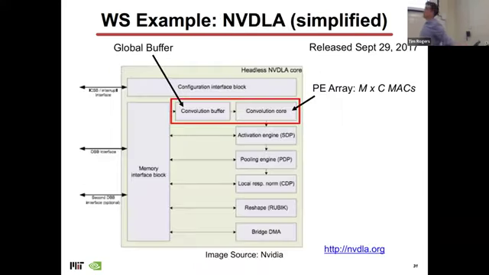Another common weight stationary architecture is this thing called NVDLA. Has anybody heard of this? So NVIDIA, I think in the 2017 timeframe, released a specific machine learning accelerator called NVDLA, and they released all the code for it. The RTL is open source. If you pull this down, there's a huge amount of documentation on what every signal does. The Verilog for this is available.